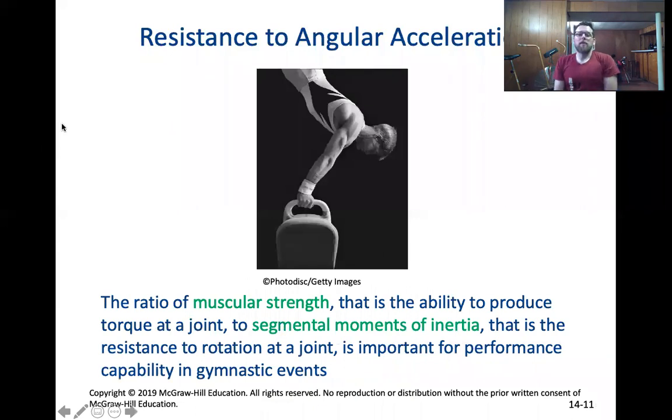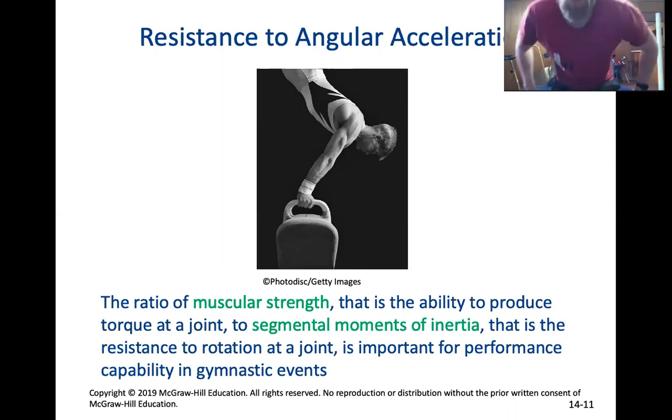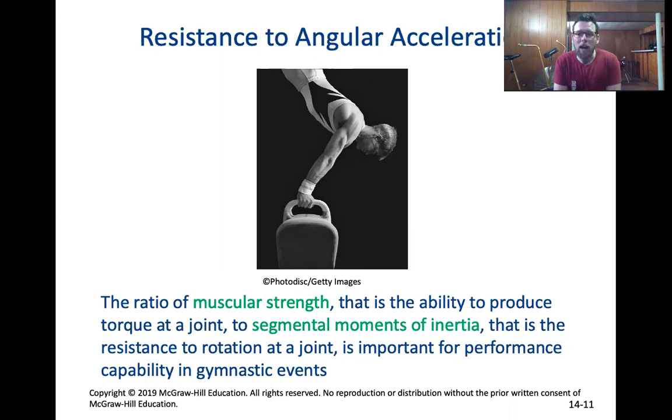Now, what about on the opposite end of the spectrum? If we're talking about muscular strength, that's the ability to produce torque at a joint. Remember, torque has to do with rotational force, measured in Newton meters. That all depends on how much muscular strength I have. And if the axis of rotation is really close to the joint or really far away from the joint, that's going to have an impact on how easy it is to rotate the joint, or to stabilize the joint.